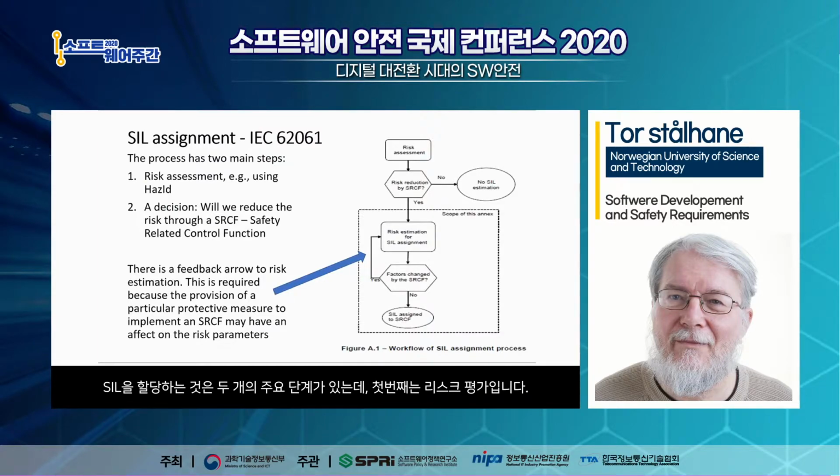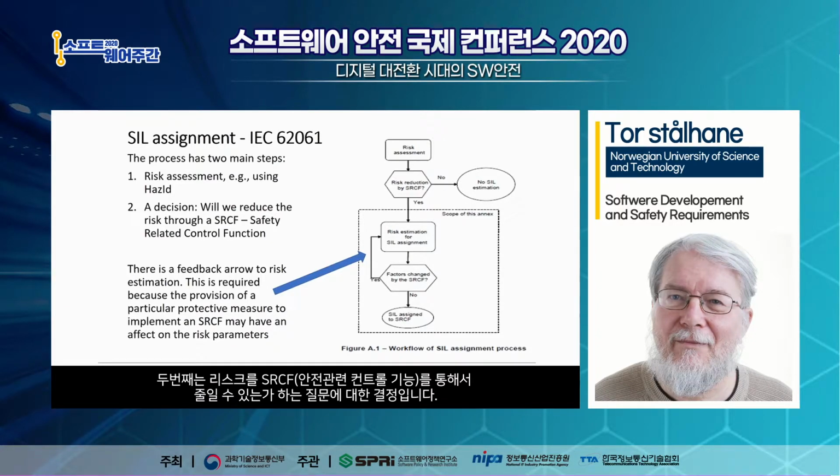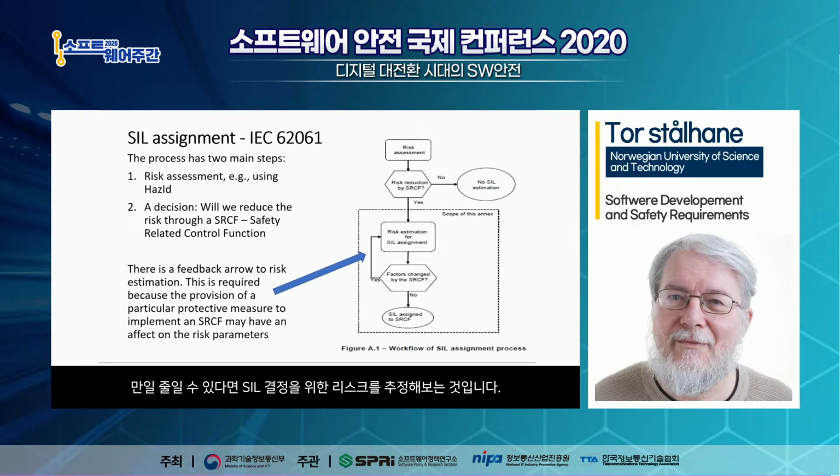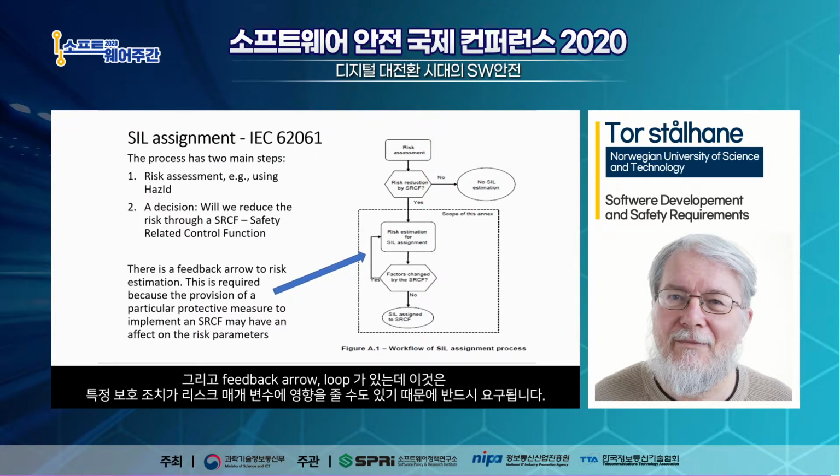So the SIL assignment here has two steps. First, you do a risk assessment, and the question is now, will we reduce the risk through a safety related control function? If it says no, then okay, no SIL is needed. If it is, then we need to do risk estimation for a SIL assignment, and there is a feedback loop there, which is required because the provision of a particular protective measure may have effects on risk parameters.